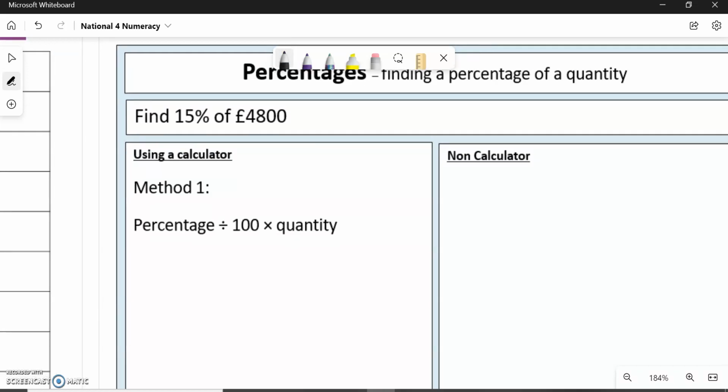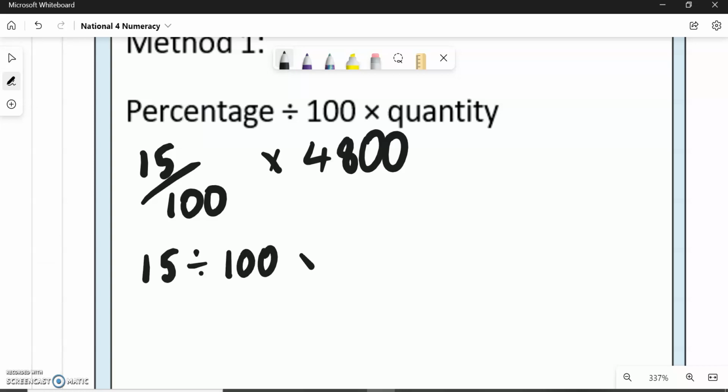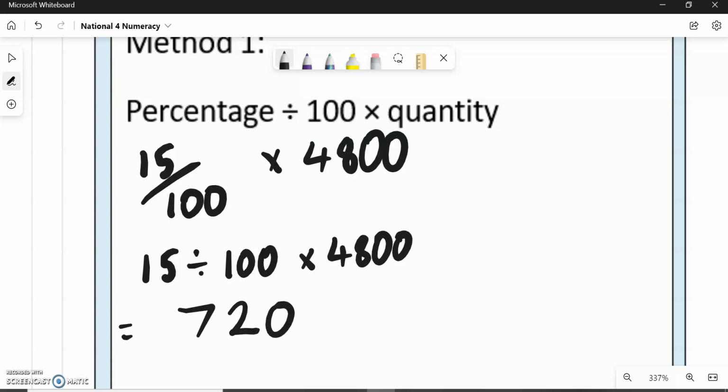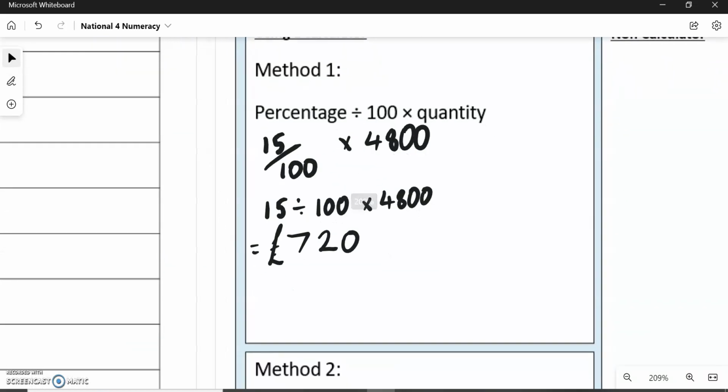So percent literally means out of 100. So 15% actually means 15 out of 100, and we're going to multiply that by our quantity. And we know that the line in the fraction represents division. So we're going to do 15 divided by 100 times 4,800. If we type that into our calculator, I think we get 720. It's a question involving money, so we need to include the pound symbol. Okay, so that's method 1, where we divide the percentage by 100 and then multiply it by the quantity.